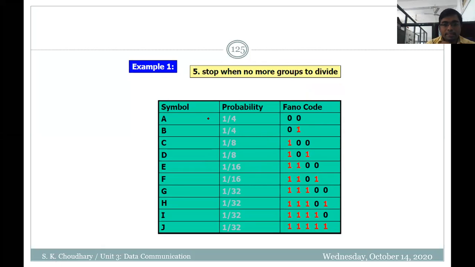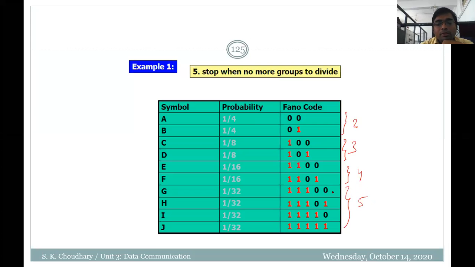In this way, symbols A and B have length L equal to 2, C and D have length L equal to 3, E and F have length equal to 4, and G to J have length equal to 5. These are the values of L. So this is variable length coding. Shannon-Fano is an example of variable length coding. Now we have to find out the efficiency of this example, for whatever code words we have used.